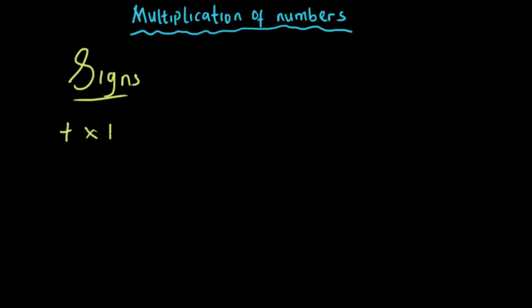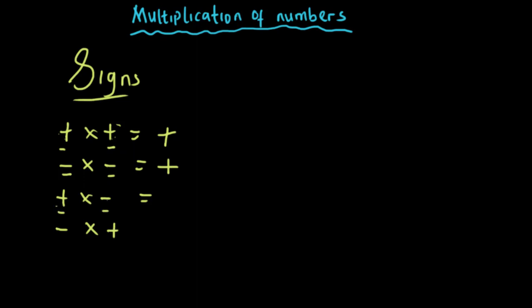So we can have plus times plus, we can have minus times minus, we can have plus times minus, and we can have minus times plus. Now anytime two signs that are the same are multiplying each other, we are going to be having plus. So plus times plus will give us plus. Same sign, minus times minus will give us plus. Do you understand? But anytime two different signs are multiplying, we always have minus. So plus times minus is what? Minus. Then minus times plus is what? Minus.